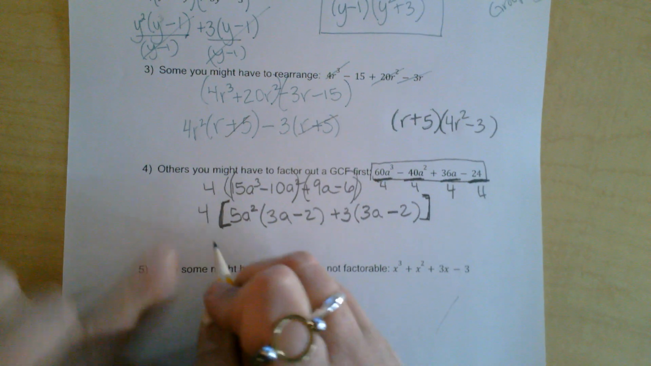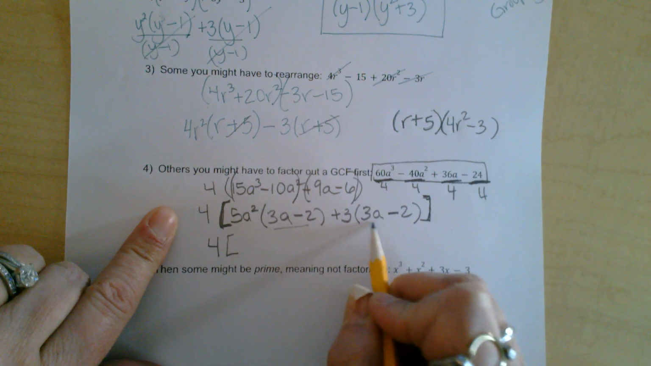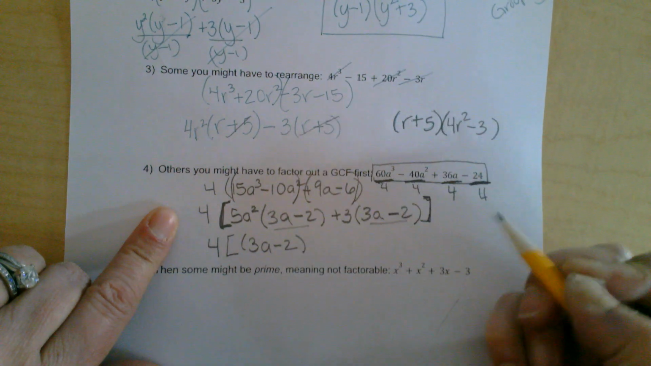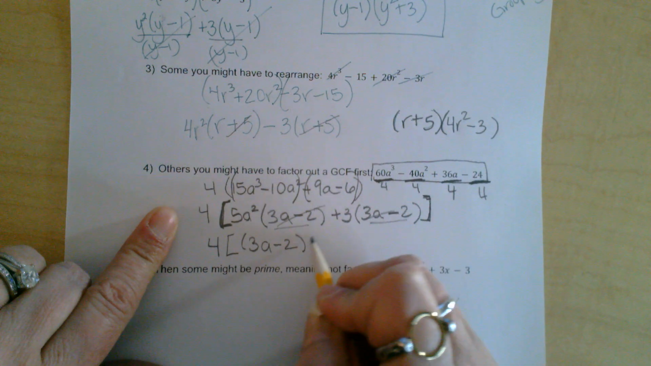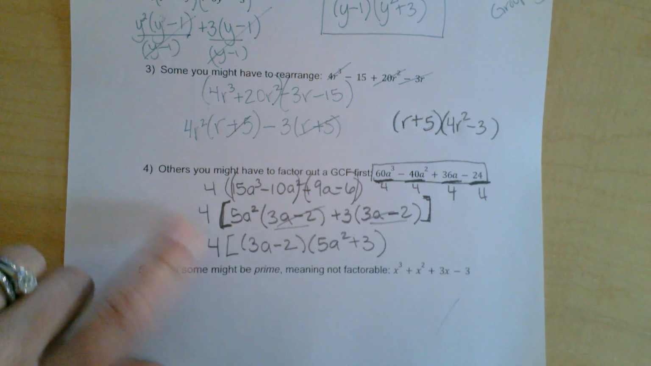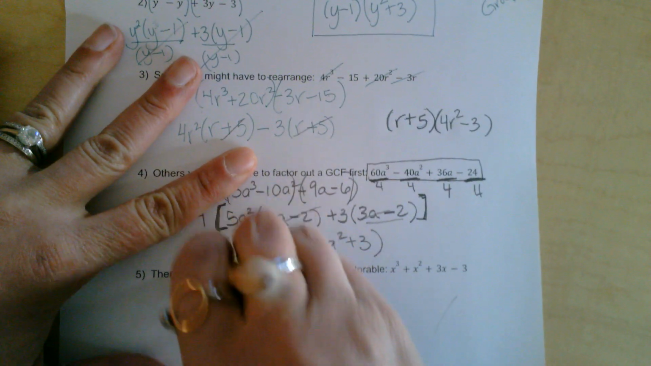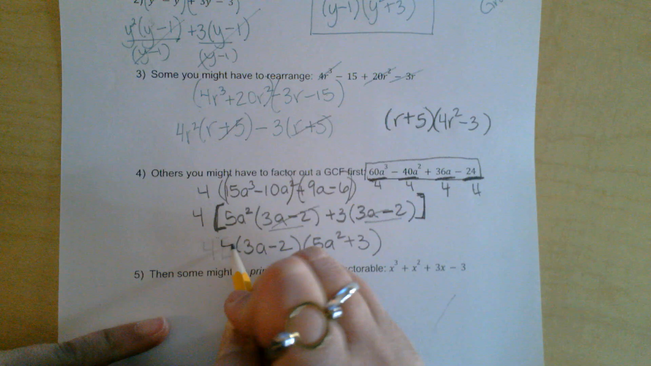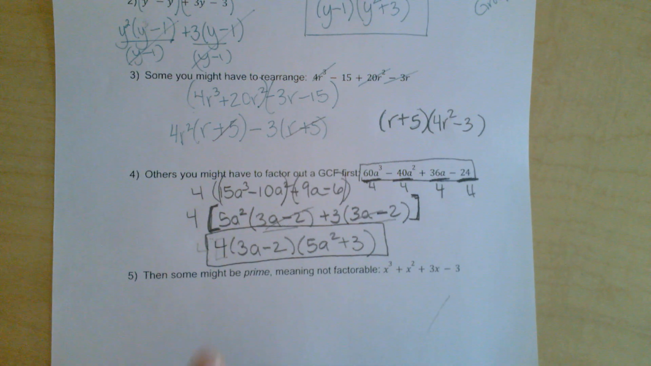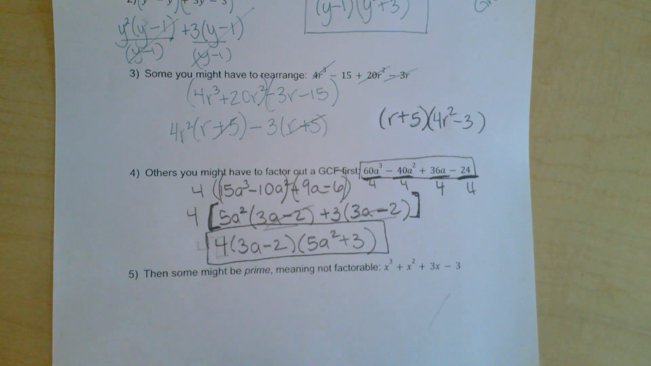Okay, so bring down your 4. These should be the same, and they are, so that's my greatest common factor, 3a minus 2. And then what do I have left over? 5a squared plus 3. And actually, I don't need those brackets anymore because it is so nice and simple now. So all I have to do is put the 4, and here is my final answer. So I had an overall greatest common factor, and then I factored out what was left over.